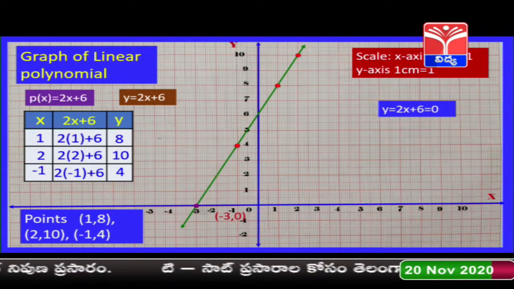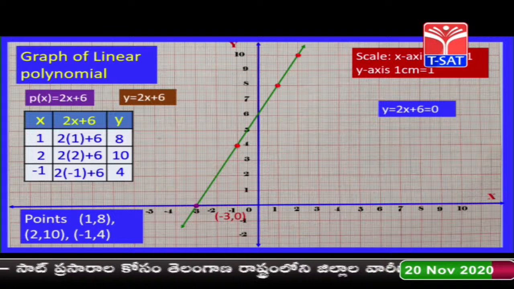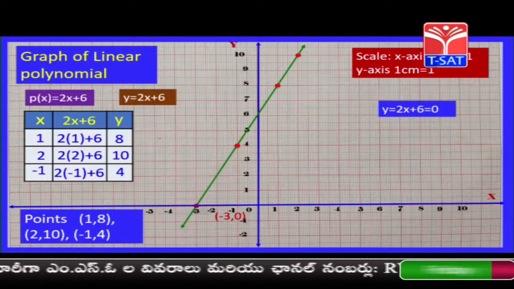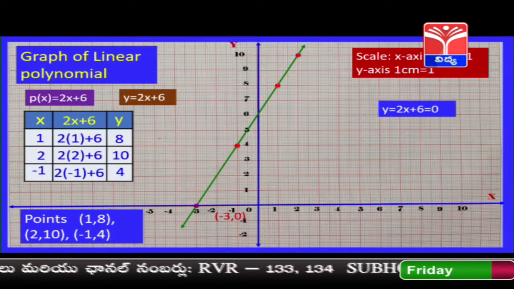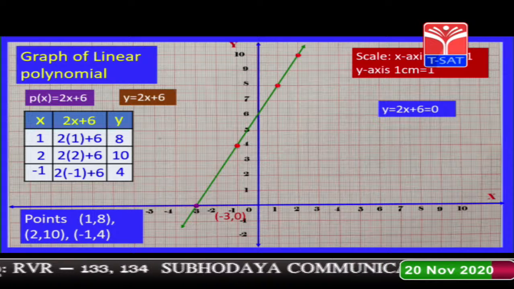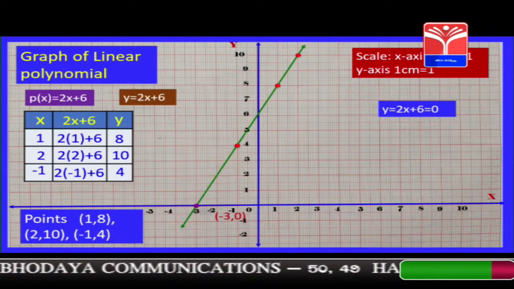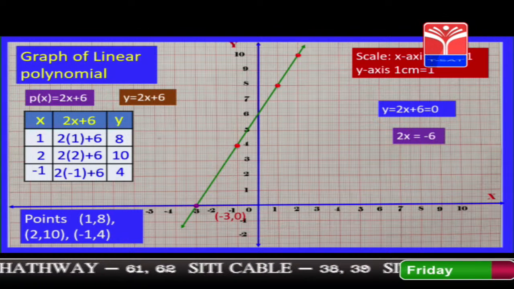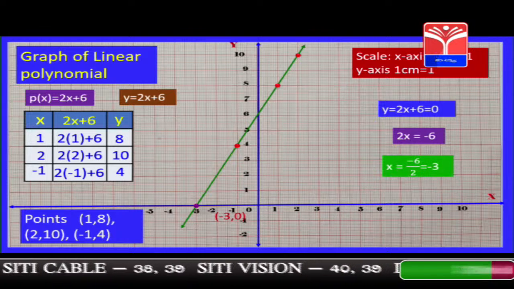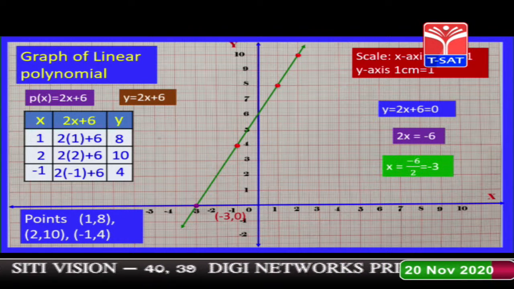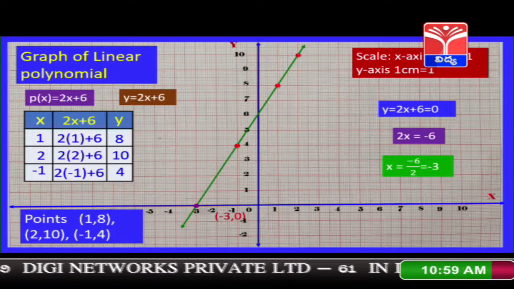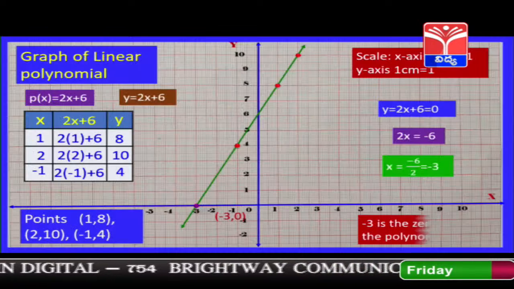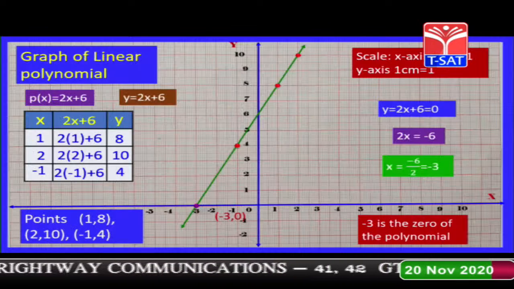Hence, algebraically also you try to find the 0 of this linear polynomial. From this graph we obtained minus 3 as the 0. Let us check. 2x plus 6 is equal to 0. Try to transpose it. Send the 6 towards the right side. By transposing, it will be 2x is equal to minus 6 and now x is equal to minus 6 by 2 is equal to minus 3. Okay children, see the 0 of the polynomial algebraically. Now minus 3 is the 0 of the polynomial.